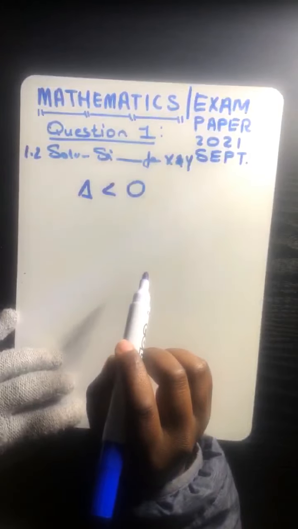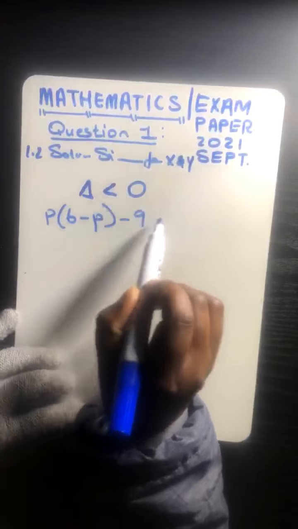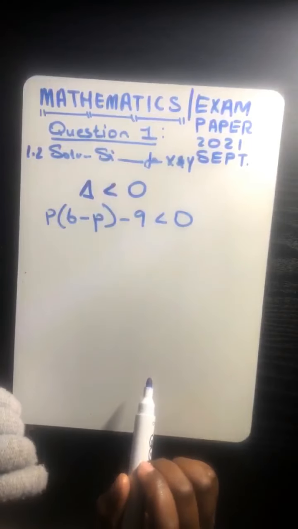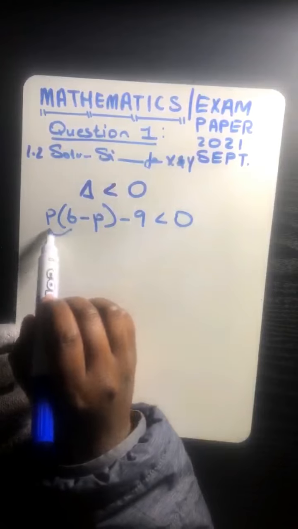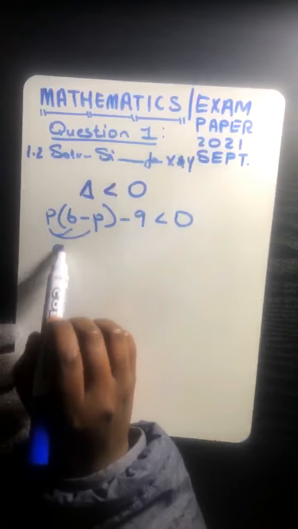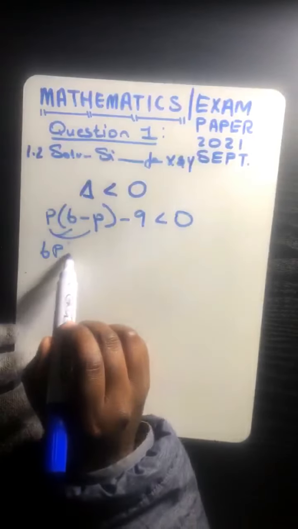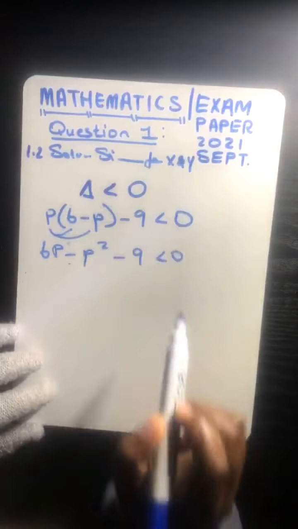Okay. Quickly, let me just explain this one. So you're saying delta is less than 0. Then you have your p into 6 minus p minus 9 less than 0 over there. So what I was saying, Tando, you remove the brackets by multiplying this by that, by that, by that, by that. So you end up having 6p, and then you end up having negative p squared minus 9 is less than 0.